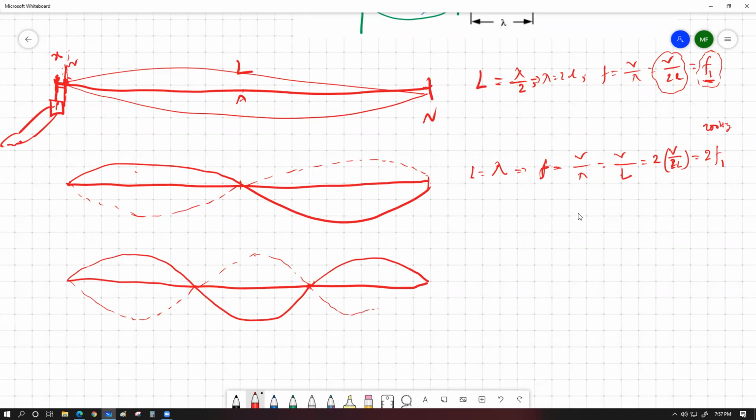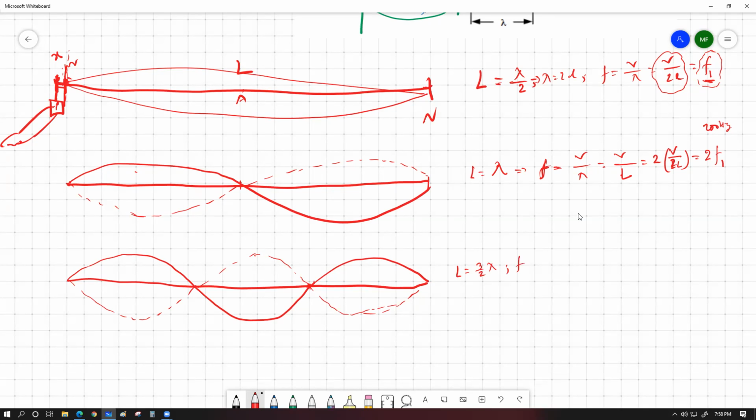If you consider the situation over here, now have a count for this. How many lambdas do we have for this scenario? 1.5. Exactly, this much is lambda by 2, this much is lambda by 2, this much is lambda by 2. So in this case, the entire length of the wire is 3 by 2 of lambda. I'm using the fraction because I'm going to take help of the fraction afterwards.